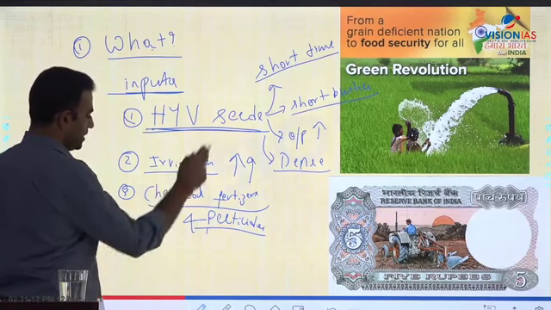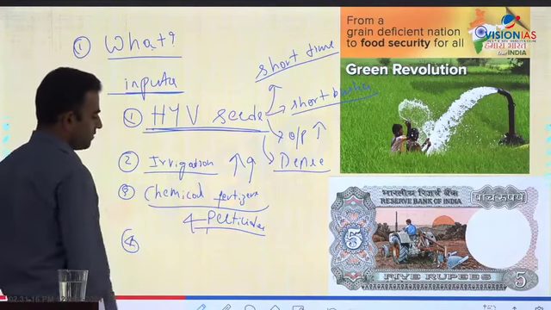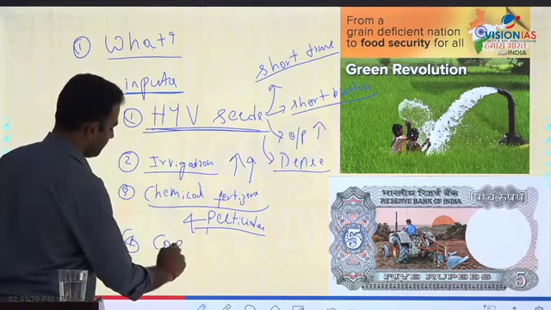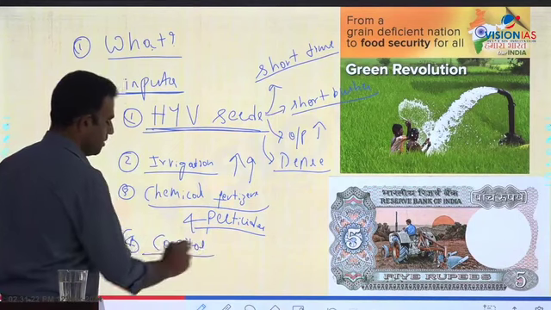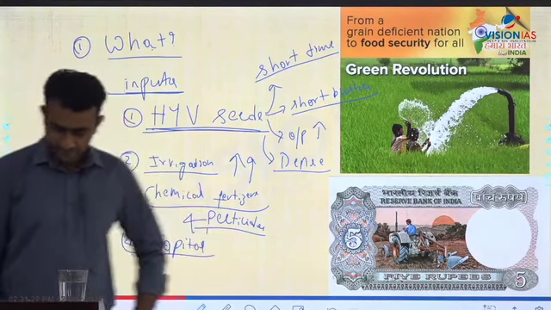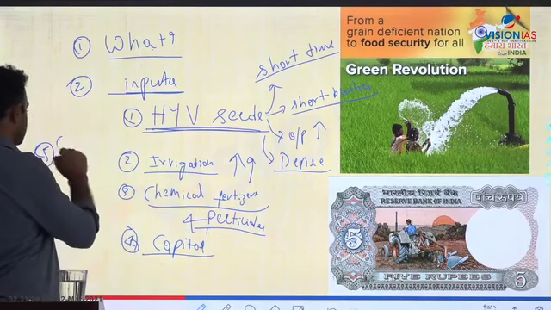To buy this irrigation, you need a pump set, electricity, chemical fertilizer, pesticides, and high yielding variety seeds. For that you need a good capital. Good money is also involved, but at the same time there are also high returns. In addition to this, all this is not enough, you need government support also.